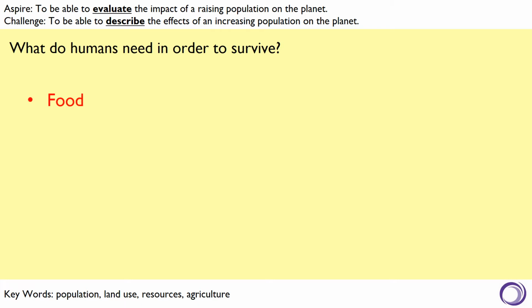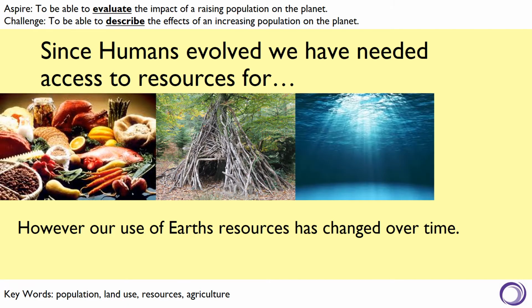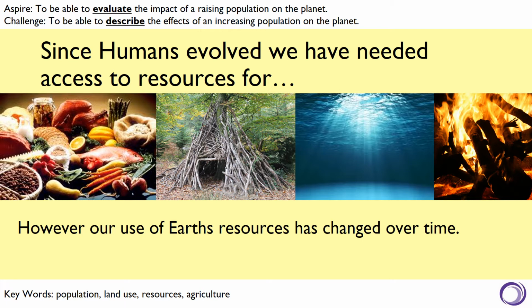Humans need food, shelter, water and warmth in order to survive, and we use the Earth's resources to supply us with these things. Since we've evolved, we have needed access to resources. However, during our evolution and our change, we have changed how we use these resources over time. So we eat different food now to what we traditionally would have. Our buildings are built from different materials. We now access water from different resources, and we provide our warmth in different ways.